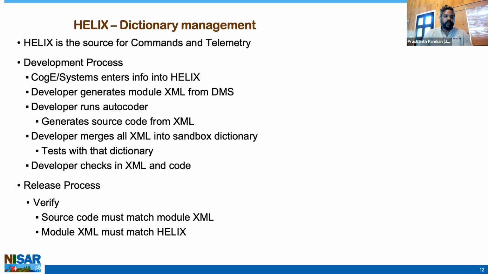So going back to autocoding, we have HELIX, which is a web-based dictionary platform. And so the development process that we follow is that our system engineers can go in there and put in commands and telemetry. And we already have this autocoding process in place in which we can export directly from the dictionary manager, run the autocoder, and it's generating all of our headers and our C code for handling commands. And then, once we've autocoded from that, it's easy for us to go in and do the actual implementation. And then we follow the process backwards to make sure that we're staying in sync with the dictionary.